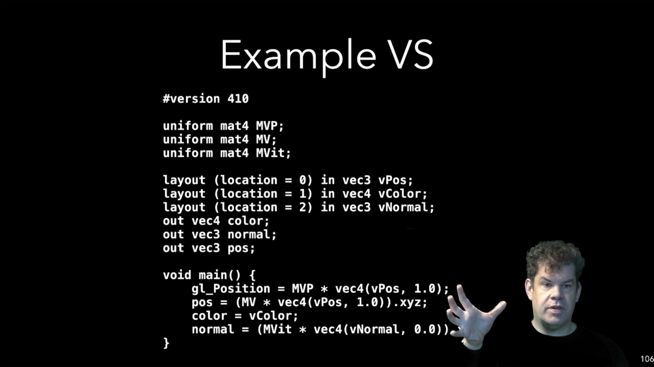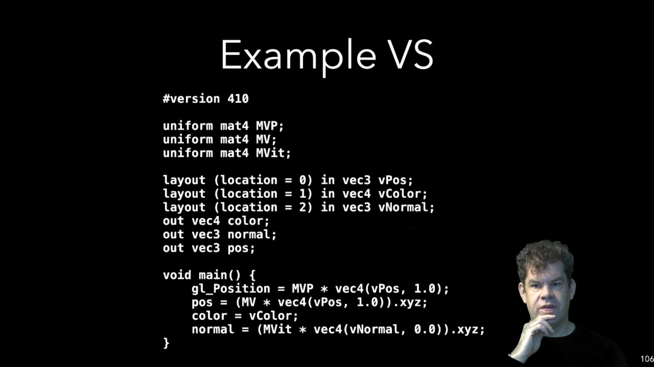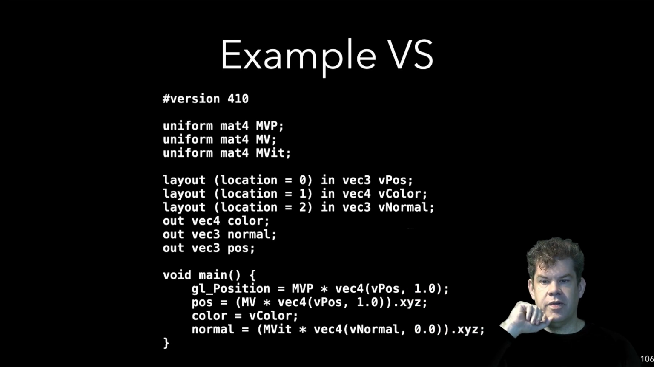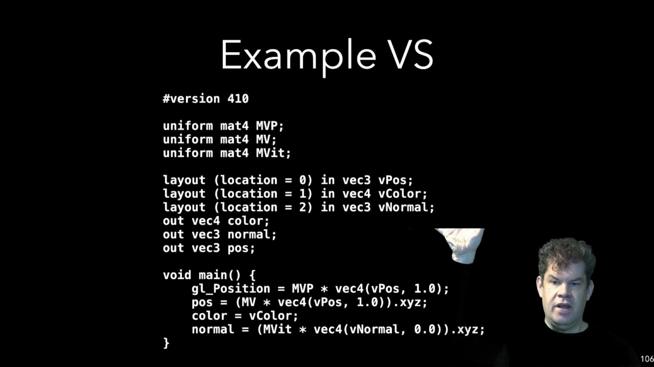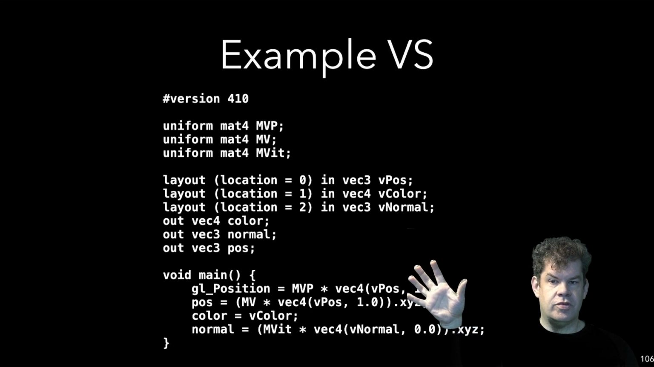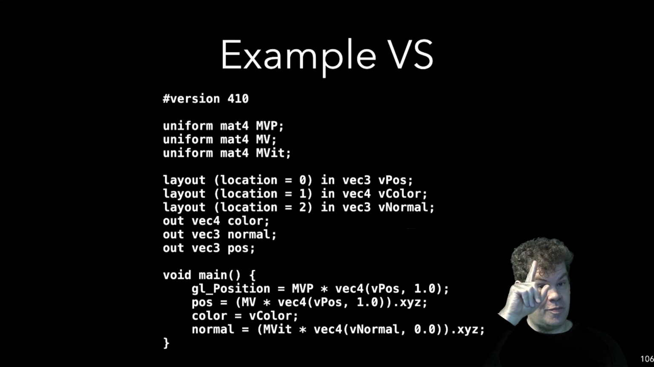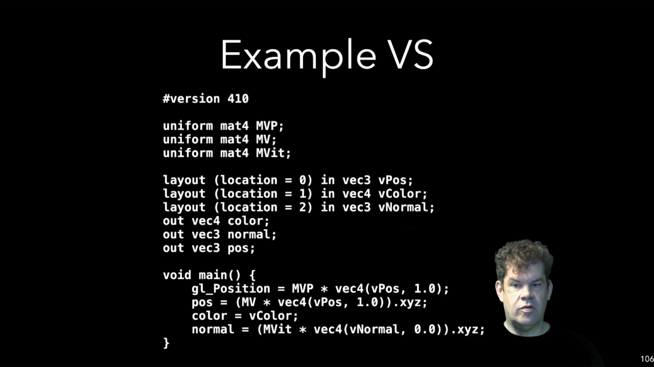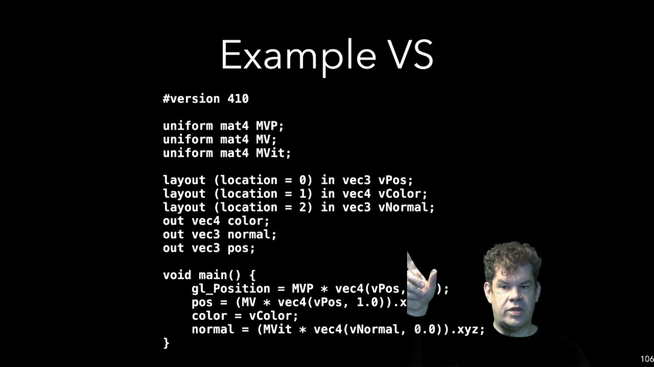And here's just an example. Again, this is more for reference at home. This is an example vertex shader. It starts with a comment specifying the version number. Then I give it a few constants: model view projection, the model view, and the inverse transpose model view, not to forget that. I assume as input position, color, and normals from the vertices at locations 0, 1, and 2. I write as output color, normal, and a position.